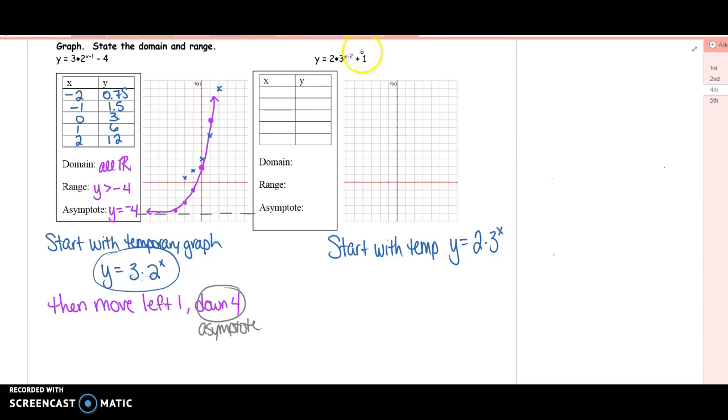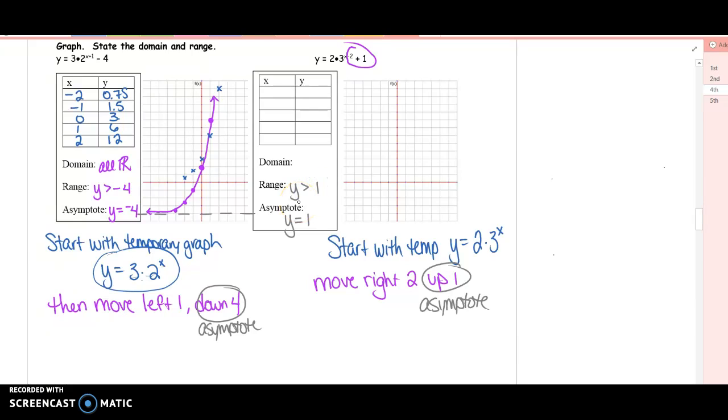Then each of those temporary points, now we look at the stuff in the exponent and the stuff after. Each of those points would then be moved. What does the -2 in the exponent do to the graph? Right 2. The +1 moves everything up 1. Because we're moving this graph up 1, that determines the asymptote. So our asymptote would be y equals 1. That means that our range would be y is greater than 1, assuming that this graph was above the asymptote, which it would be.